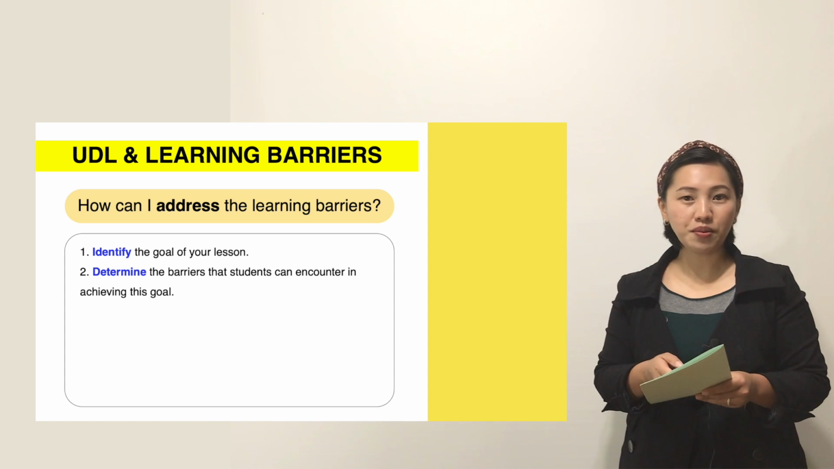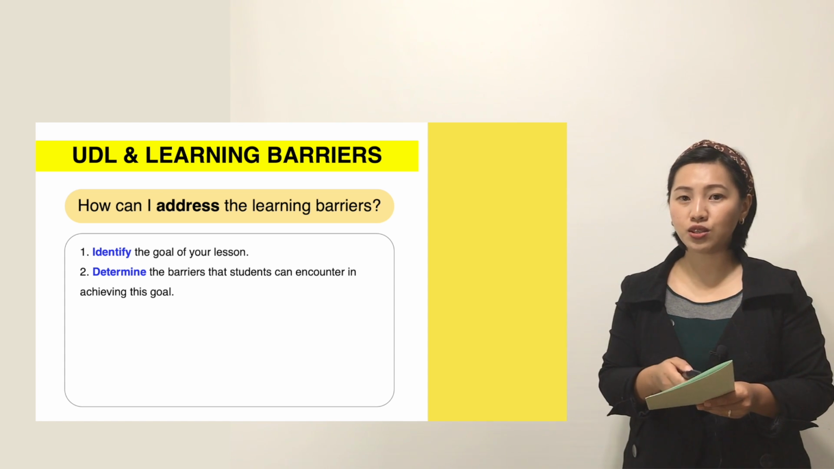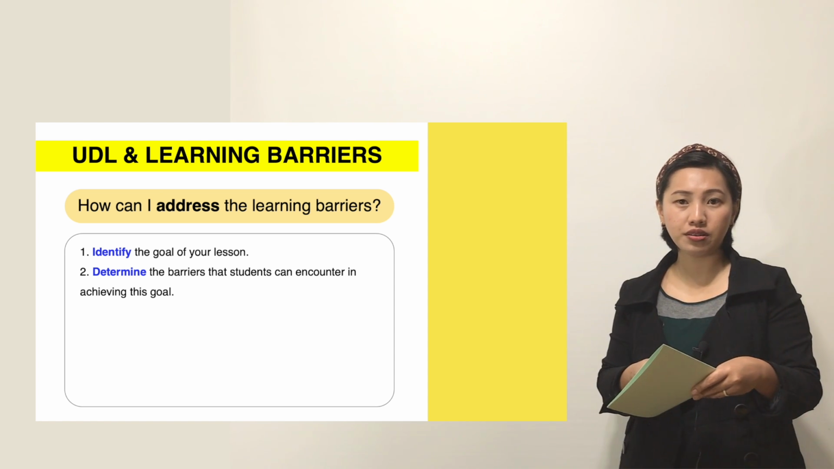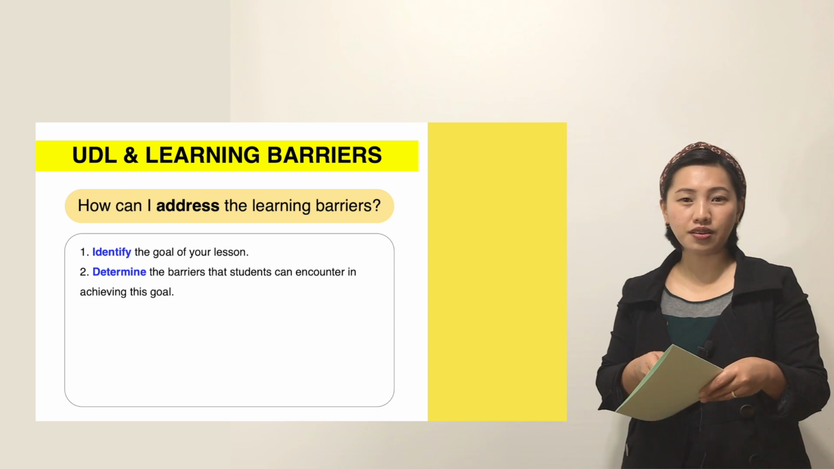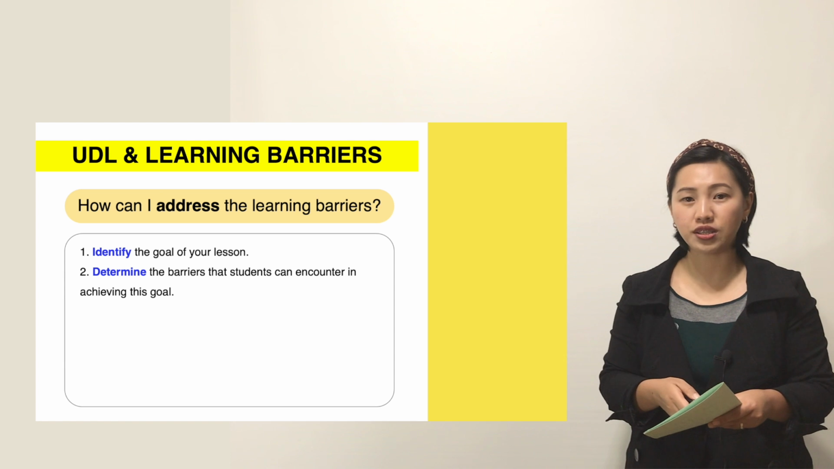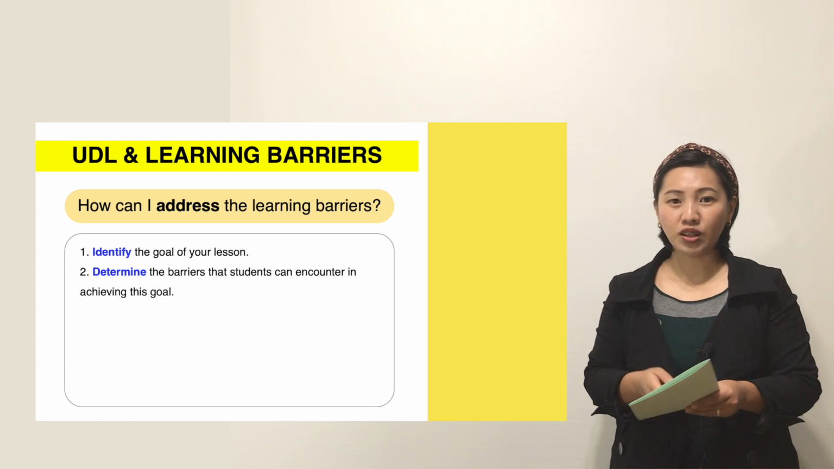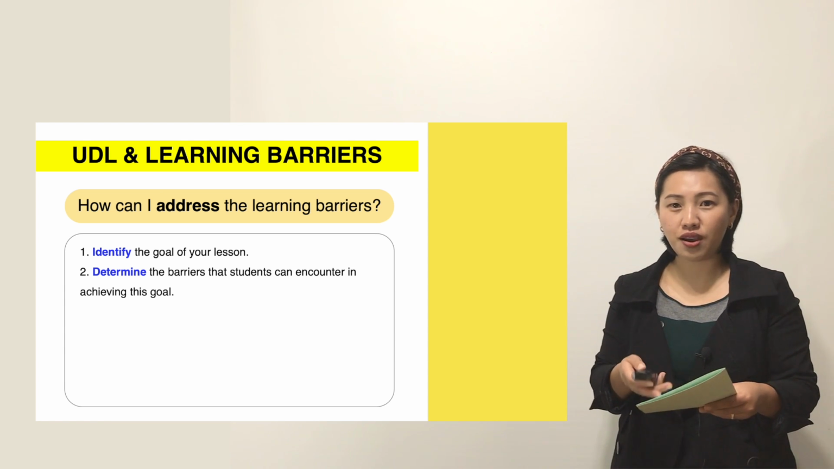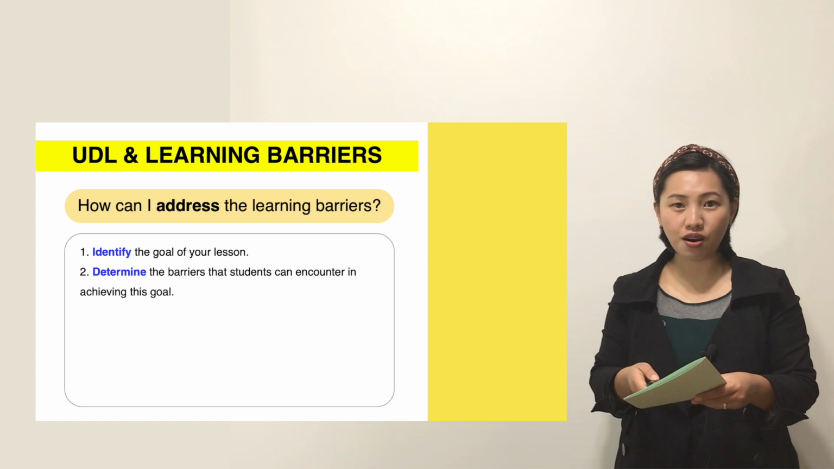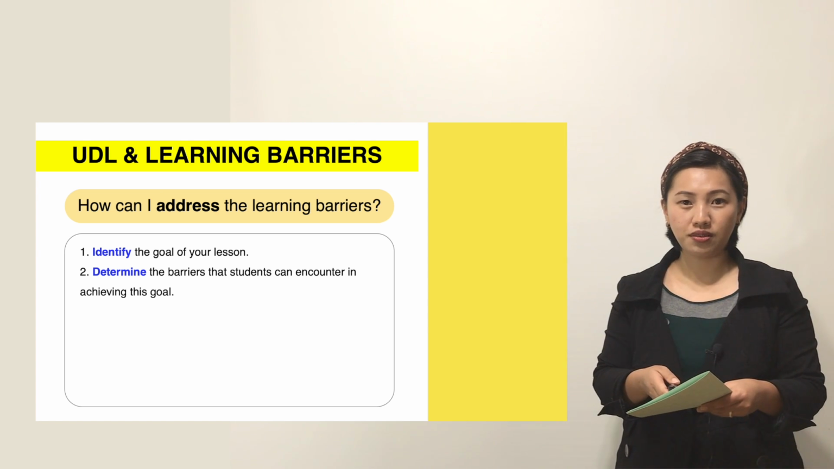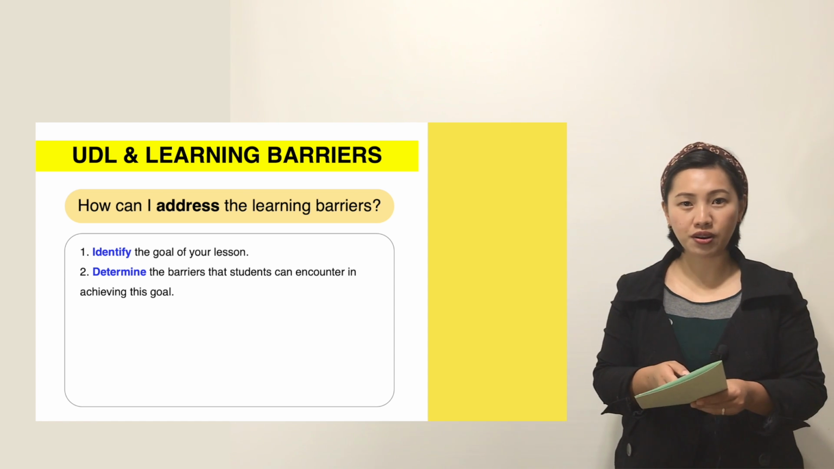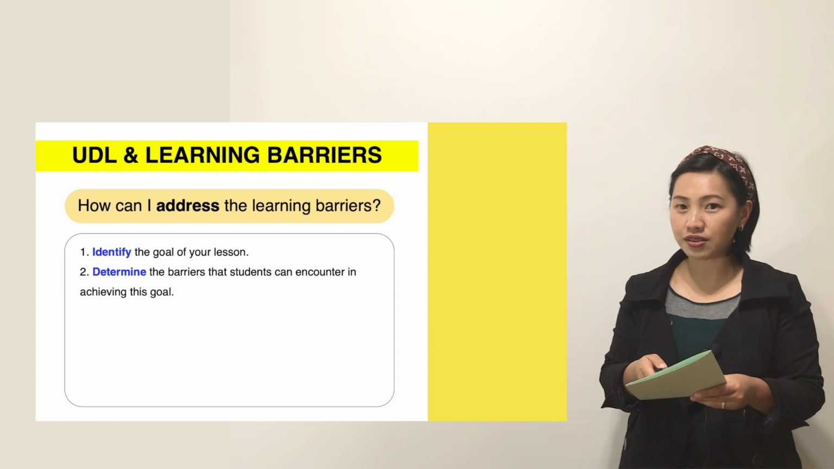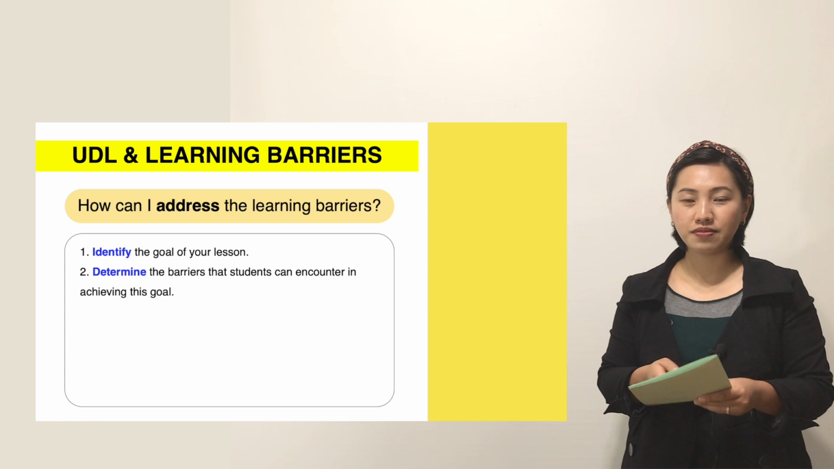Second, determine the barriers that students can encounter in achieving this goal. That's why earlier we had how to determine learning barriers. How do you determine learning barriers and how should you address them? So you will not be surprised: oh wow, my student cannot understand this, but I don't have any other activity to give him or her so he could catch up, right? So it's important to determine the barriers and also to anticipate. It's important to observe your classes, observe your students.